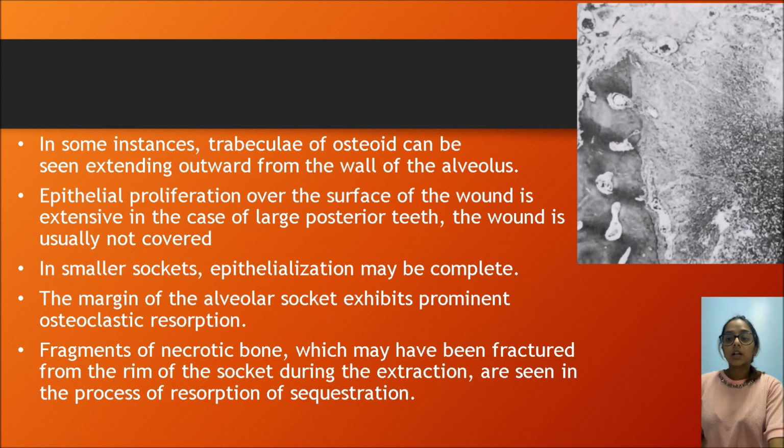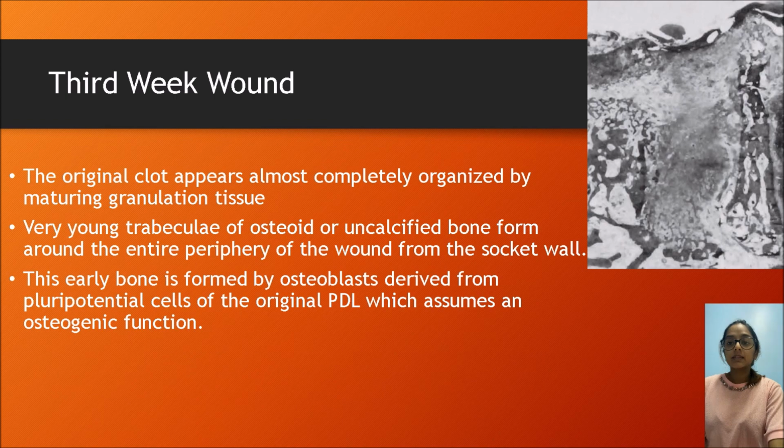The margin of the alveolar socket exhibits prominent osteoclastic resorption. Fragments of necrotic bone, which may have been fractured from the rim of the socket during the extraction, are seen in the process of resorption or sequestration. In the third week of extraction of the wound, the original clot appears almost completely organized by maturing granulation tissue.